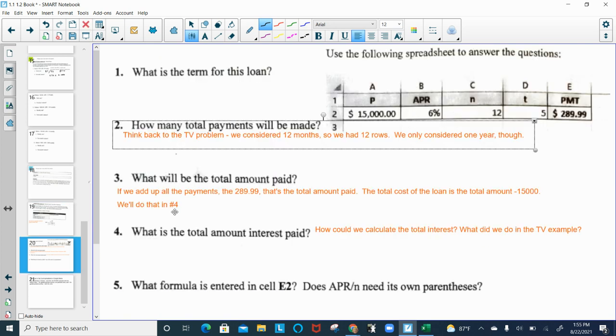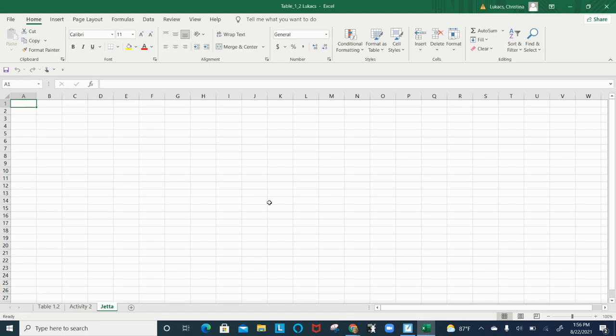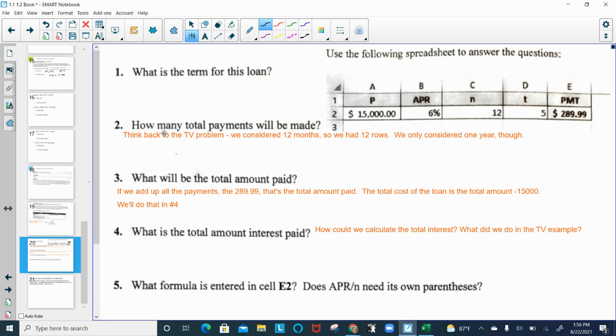So let's take a look at some of these little hints I put in here. There's going to be 5 questions that you have to answer. The first one's really easy. Like in the sheet, you can just say question 1, the term is, and put some text in a cell. That's okay. It says how many total payments will be made. Now, we didn't talk about this very much, but if you think back to the TV problem, remember, we only considered the first 12 months. And we had 12 payments because it was monthly. But we only wanted to talk about the first year.